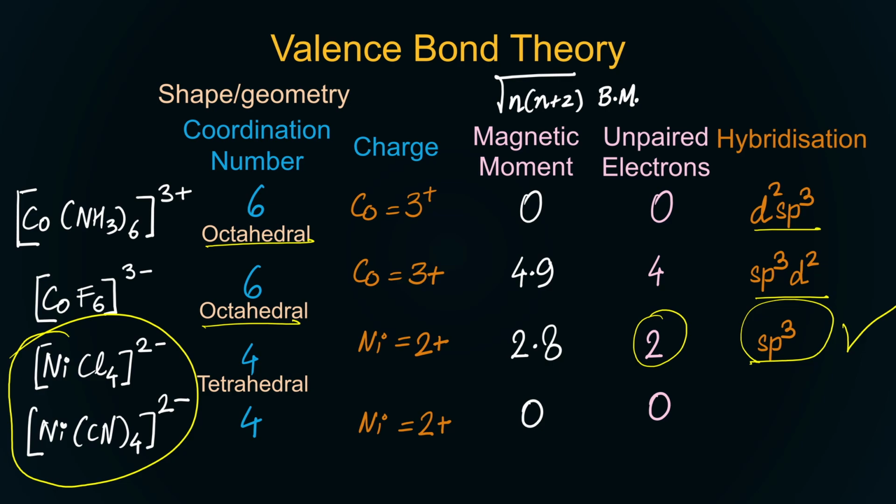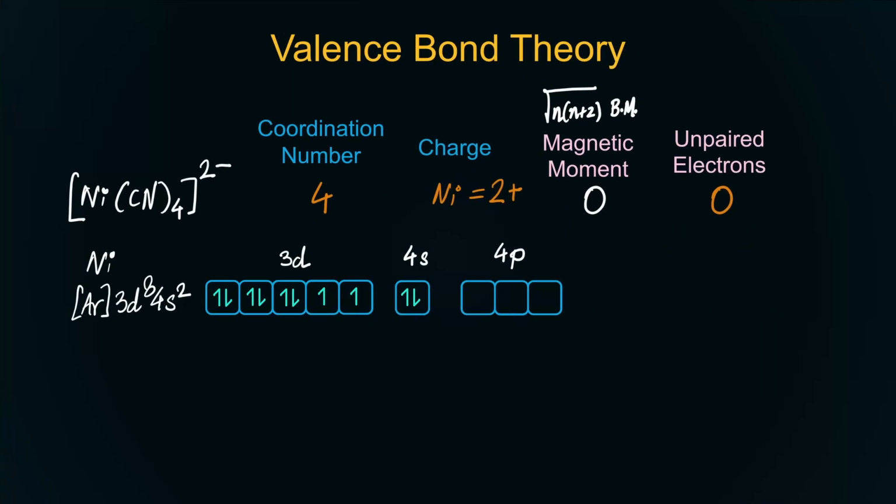Ni(CN)4 2-. For the sake of simplicity, I've taken the same charge. So we go through the motions. Let's remove these electrons. But you see something interesting right away. Look at this. There are no unpaired electrons. Yeah, none. Which means that this is weird.